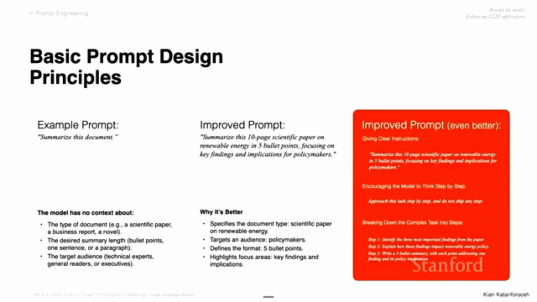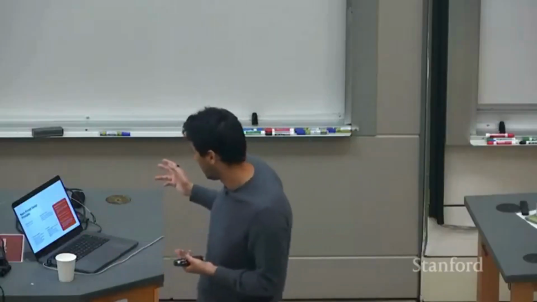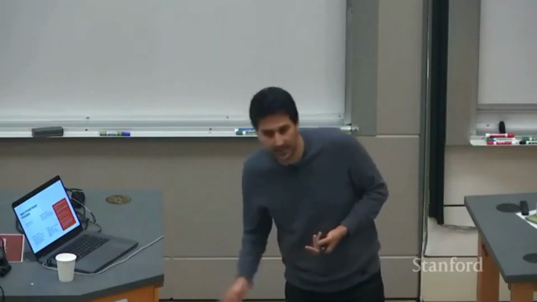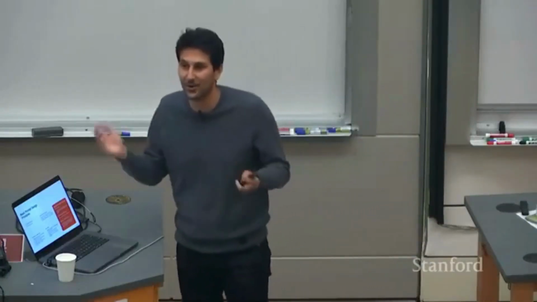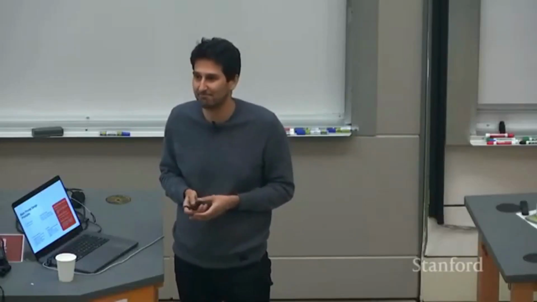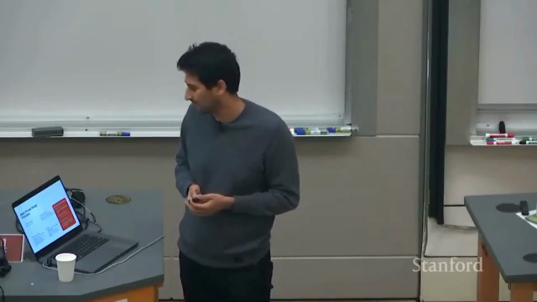And then you give it some steps such as: step 1, identify the 3 most important findings. Step 2, explain how each finding impacts renewable energy policy. Step 3, write the 5 bullet summary with each point addressing a finding, etc. So, chain of thought. I linked the paper from 2023 that popularized chain of thought. It is very popular right now, especially in AI startups that are trying to control their LLMs.